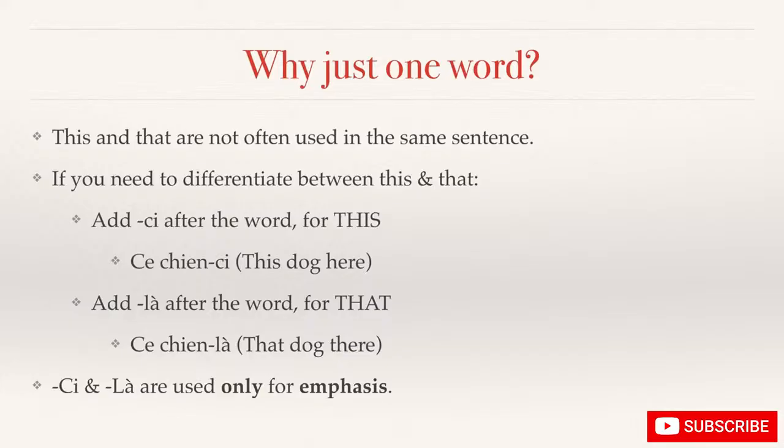So in order to differentiate in French, you have to add these little tiny words at the end of the nouns. So if you add ci after the word, it would mean this. So ce chien-ci, this dog here, or you can add là for something that's further, for that. Ce chien-là, that dog there. So ci and là are only used for emphasis and not used all the time. So they're not super common, but you might see them. But it's good for emphasizing between two different things.